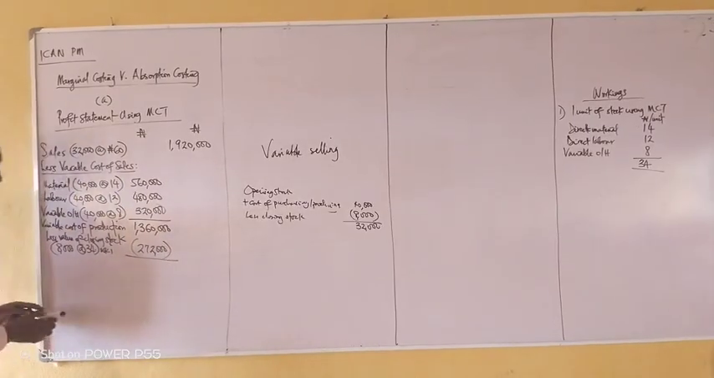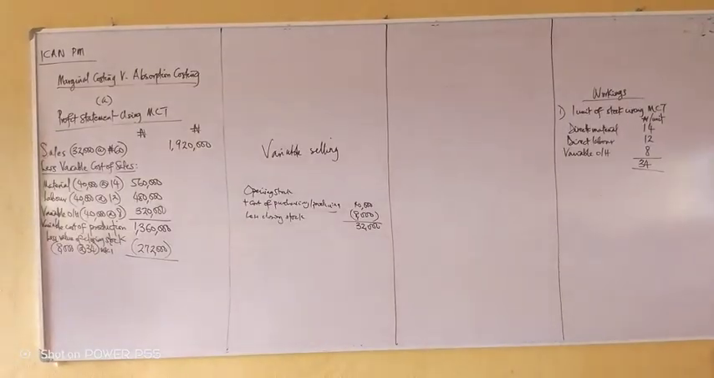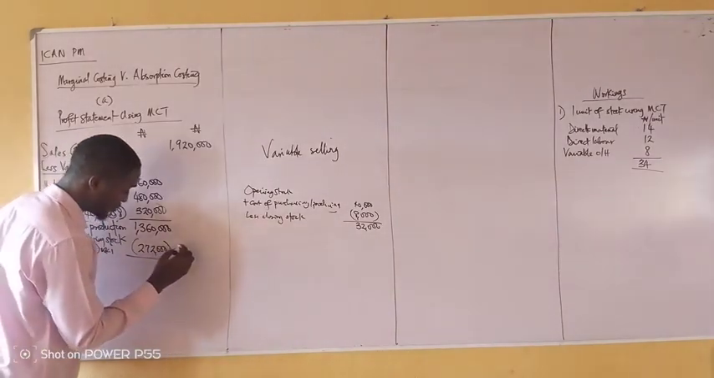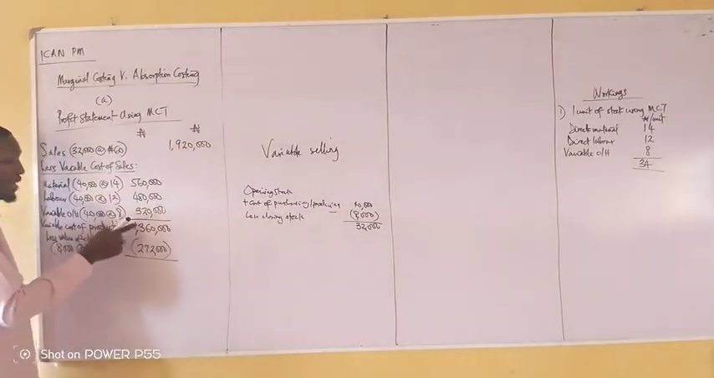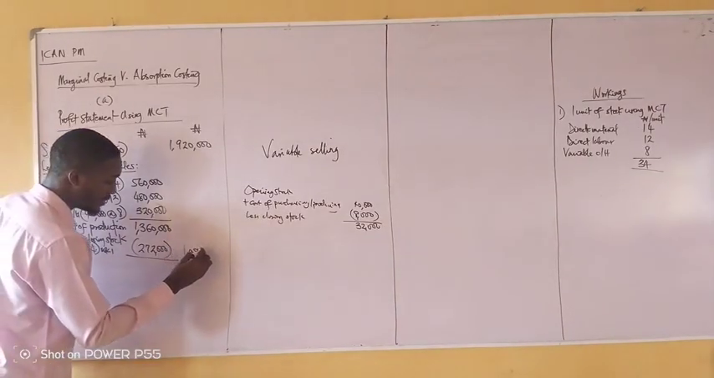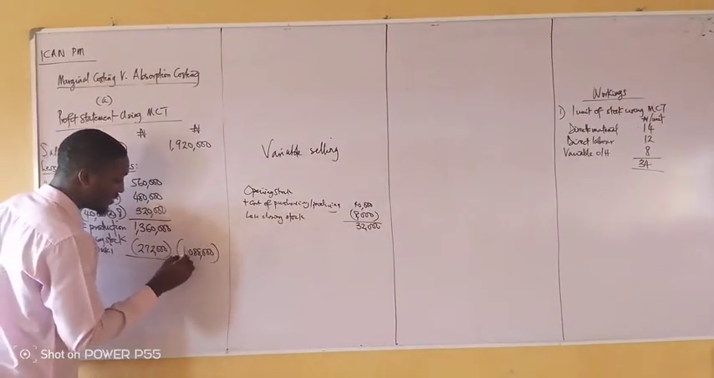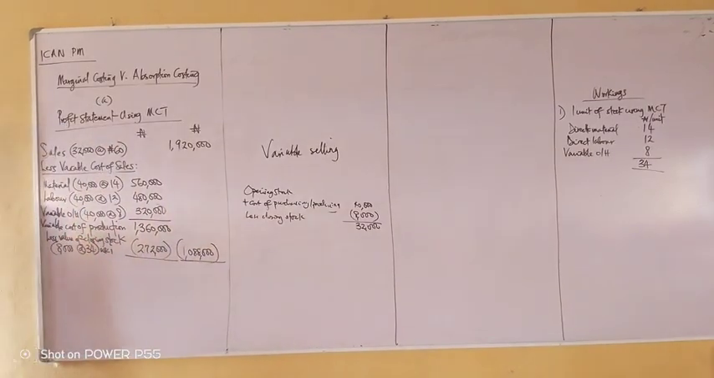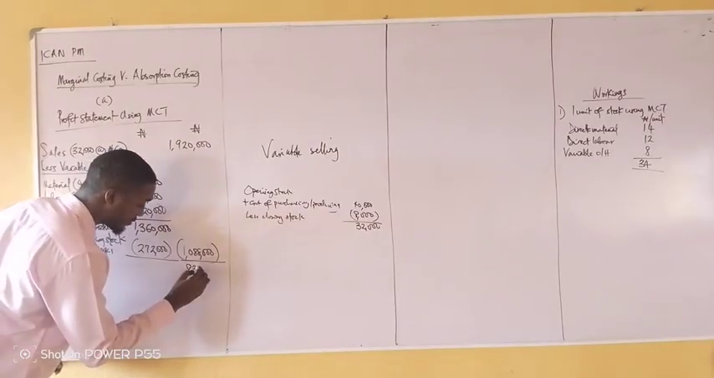When we deduct this, that is when we have the variable cost of sales. So we deduct 272,000 from 1,360,000, which gives 1,088,000. Now this is the variable cost of sales. Less from sales, we get 832,000.